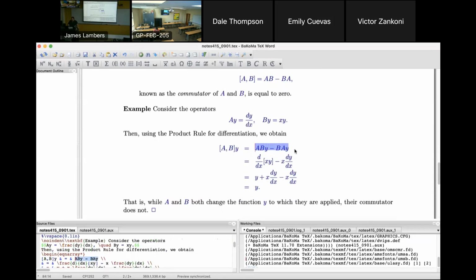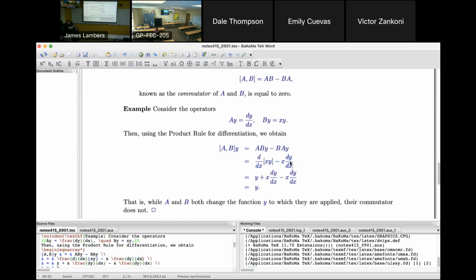So here I get this just by the definition. In this case, for the first term, B is applied first. So I have xy. And I take the result of applying B and I apply A to that. So differentiation of xy. Whereas with BA, A is applied first. I take the derivative. Then B is applied. I multiply that by x. So we see the difference in the two. That's multiply, then differentiate, versus differentiate, then multiply.